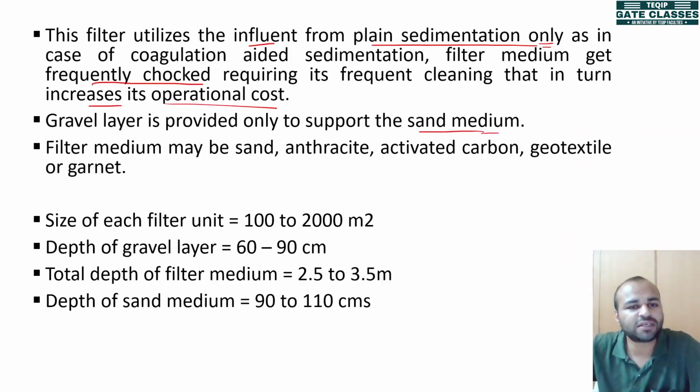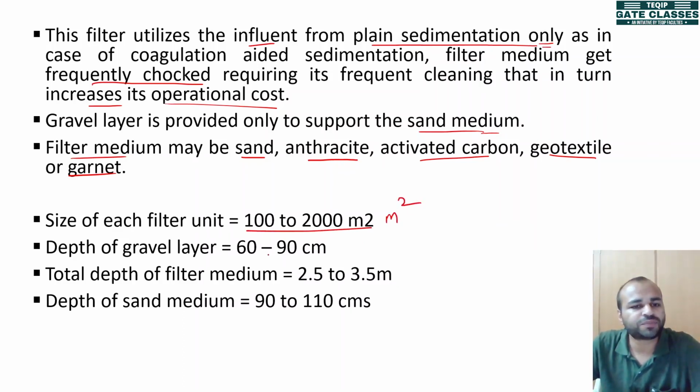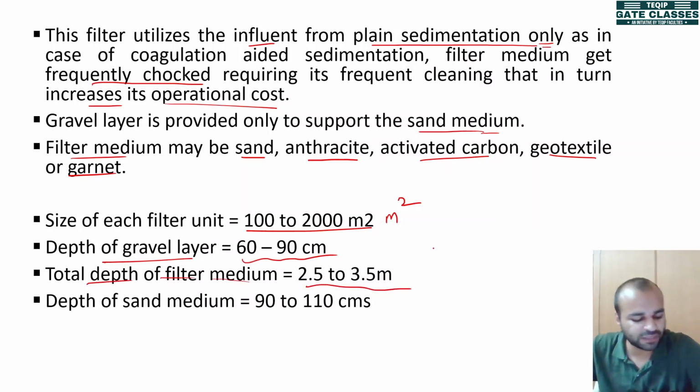The most important types of filter medium that are used are sand, anthracite, activated carbons, geotextile or garnet, or a combination of these is used as filter medium. Now the size of each slow sand filter unit varies from 100 to 2000 meter square. The depth of the gravel layer is around 60 to 90 centimeters. The total depth of the filter medium is around 2.5 to 3.5 meters.